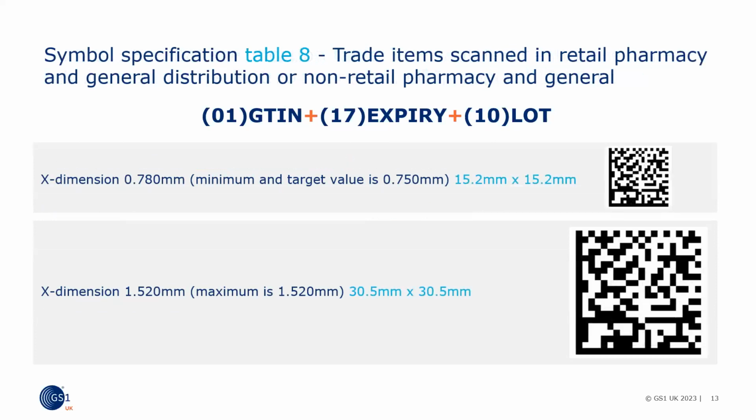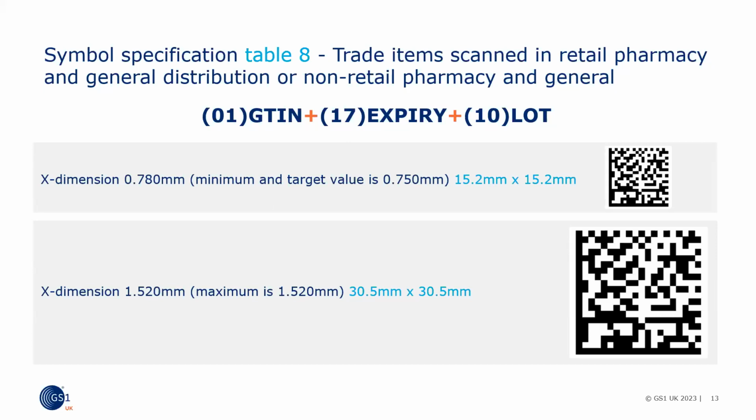For a product that is going to be scanned in general distribution, the minimum X dimension is 0.750 millimeters, and the maximum X dimension is 1.520 millimeters. This shows the actual size of the GS1 data matrix, capturing the most common combination of data elements, the GTIN, expiry date, and lot. Here we can see that the barcode size ranges from 15.2 millimeters by 15.2 millimeters to 30.5 millimeters by 30.5 millimeters.